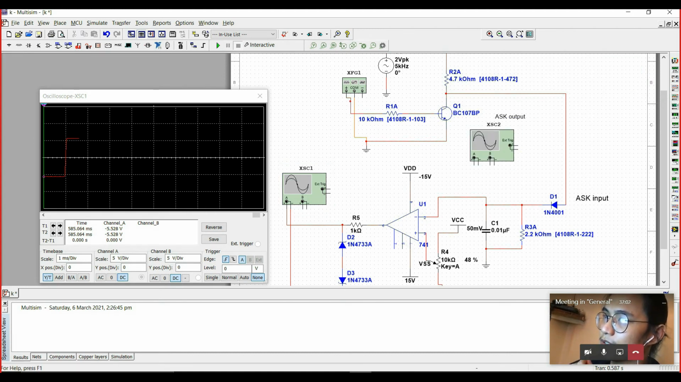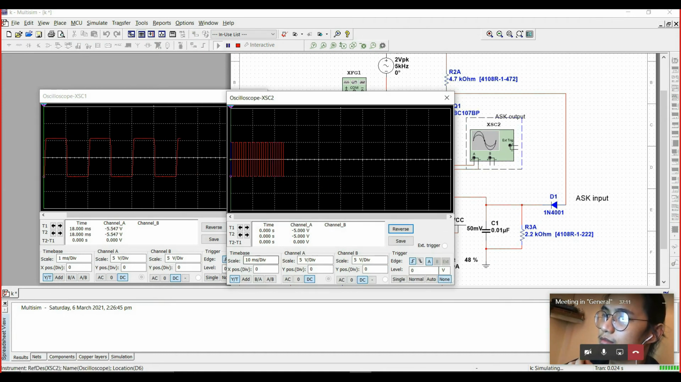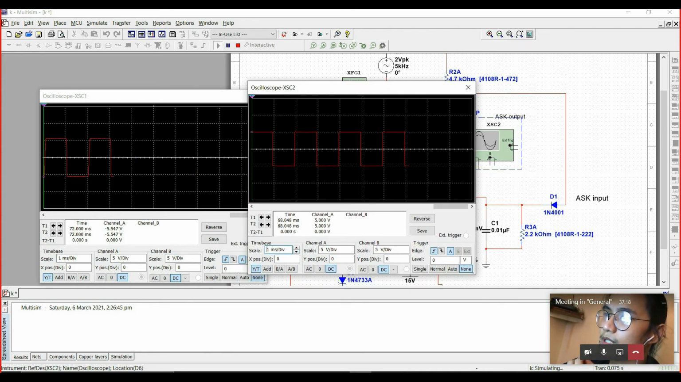For comparison, here is the original input signal. So the original input signal jumps from negative 5 volts to 5 volts, but the demodulated signal jumps from around 5.5 millivolts to a negative 5.5 millivolts.